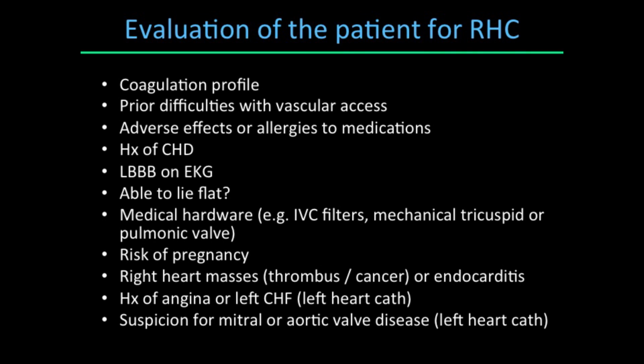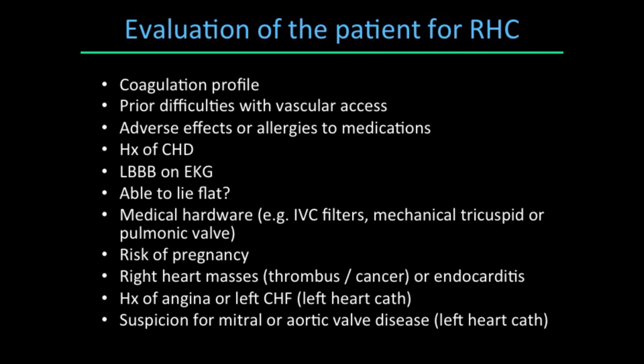For the evaluation of patients that are going to have right heart catheterization, there are a lot of things that are very important. You want to check the coagulation profile. Nowadays, we are leaning towards doing right heart catheterization even when patients are on Coumadin if the INR is between 2 and 3. If the patient had prior difficulties with vascular access, you want to know, oh yeah, they tried several times on the right side, they couldn't access, so obviously you want to move to another area. If the patient is allergic to medications, particularly lidocaine, or contrast dye if you're using it.